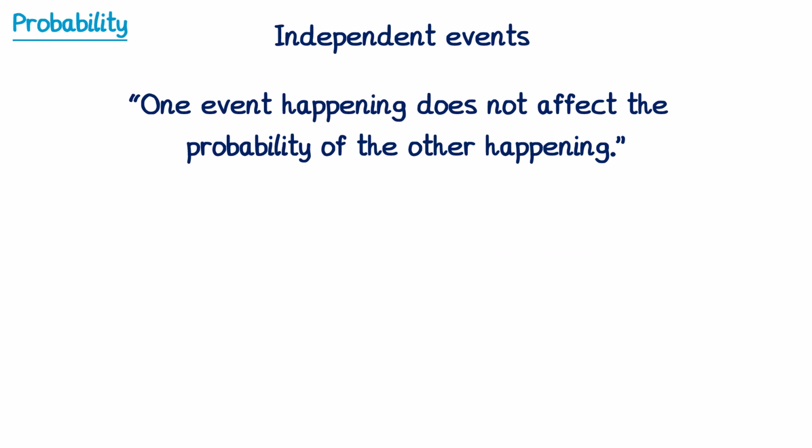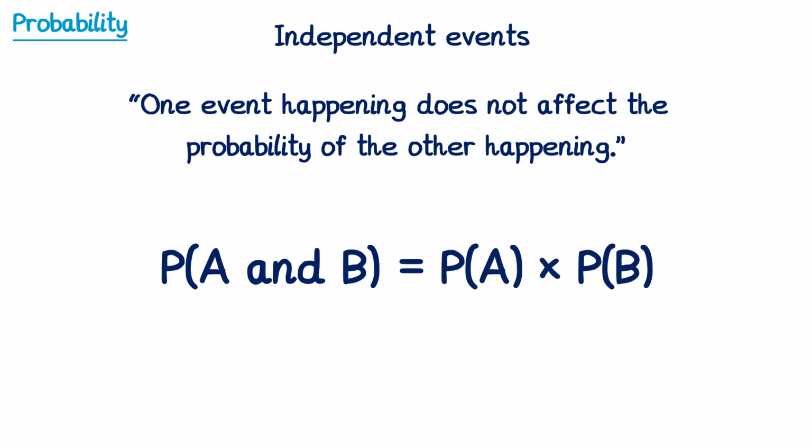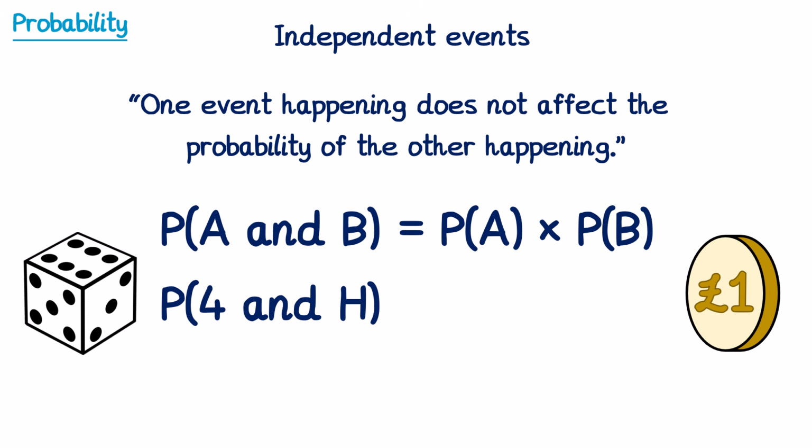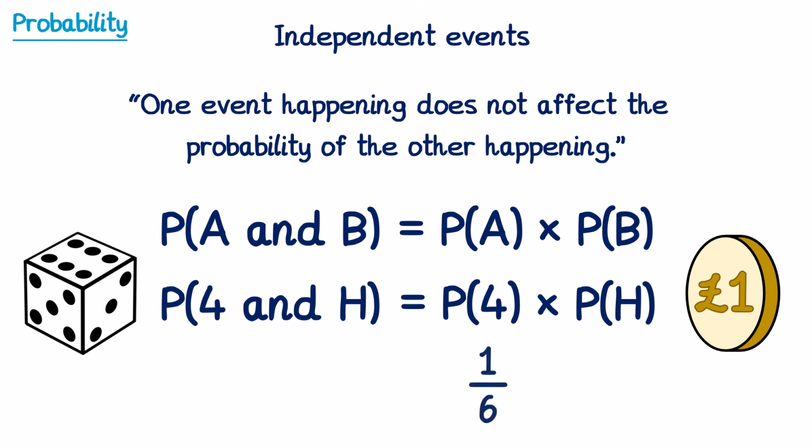When we have independent events, the probability of A and B will always be equal to the probability of A multiplied by the probability of B. For example, if we return to the dice and coin, the probability of rolling a 4 and then flipping a heads is simply equal to the probability of rolling a 4 multiplied by the probability of flipping a heads. The probability of a 4 is 1 out of 6, and the probability of a heads is 1 over 2. If you multiply these together, you get 1/12. This only works if the two events are independent of each other, which means we can use this formula to determine if two events are independent or not.